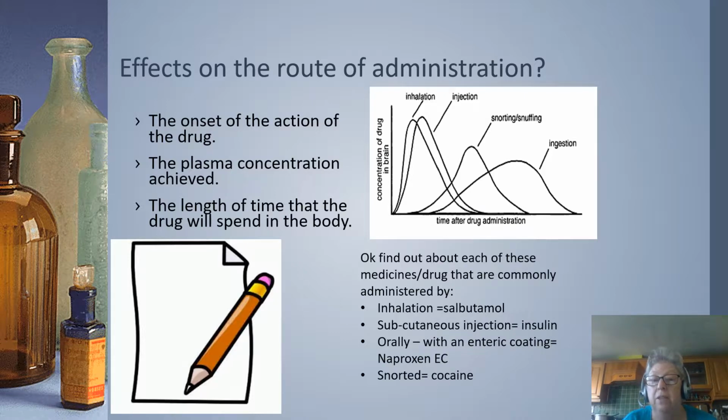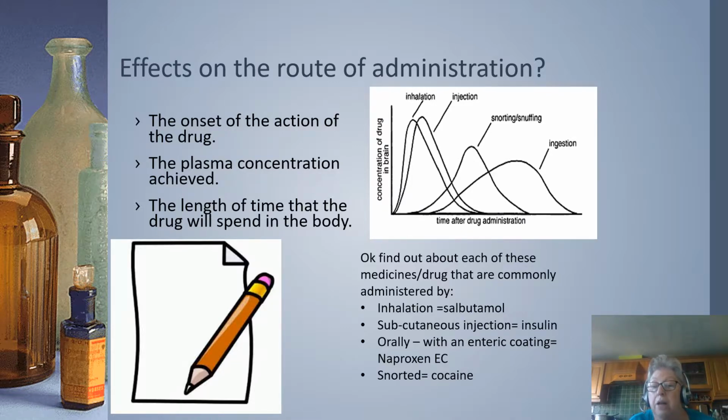What about the effects on the route of administration? Here you will definitely want to go back to your clinical pharmacology book so that you can get a deeper understanding. This slide summarises the fact that different routes mean that the onset of the action of the medicine being given is different, sometimes quicker, sometimes slower, that there are different times because of absorption when the plasma concentration or a therapeutic effect is reached, maybe less, maybe more, and how long the drug will spend in the body.